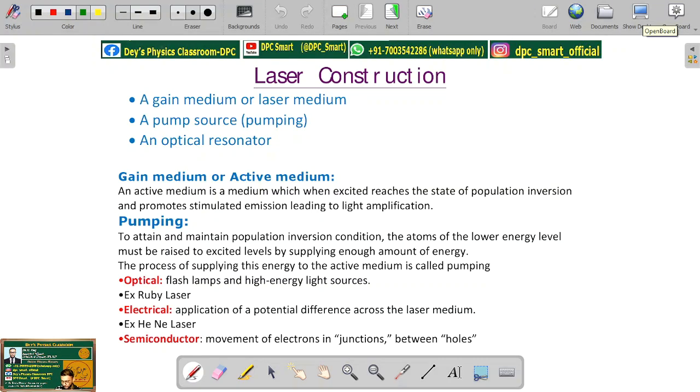In today's class, I will start with how to construct a laser, or what the main components are that a laser requires. The first component is a gain medium, or a laser medium, or an active medium. It is also called an active medium. The first component is a gain medium, which is called gain medium or laser medium or active medium.